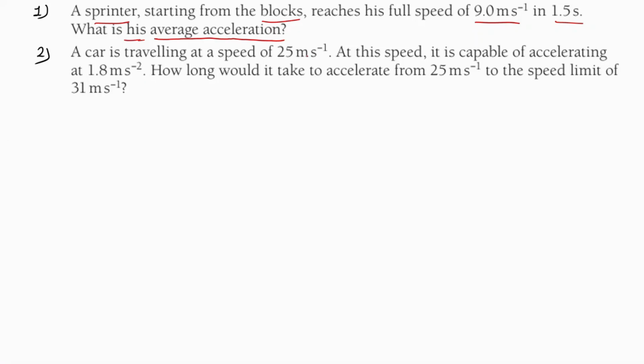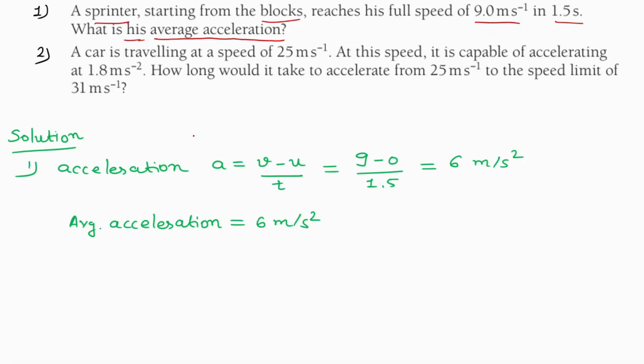Now, average acceleration is given by delta v upon delta t, which means the change in velocity upon the time taken. So here I write v minus u upon t, where v is the final velocity, or you can say speed here, u is the initial speed, and t is the time. Here they mention he achieved 9 meter per second speed. That is the final speed.